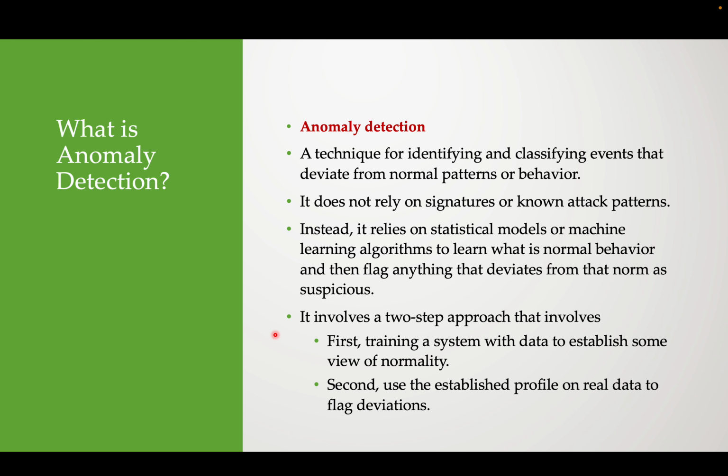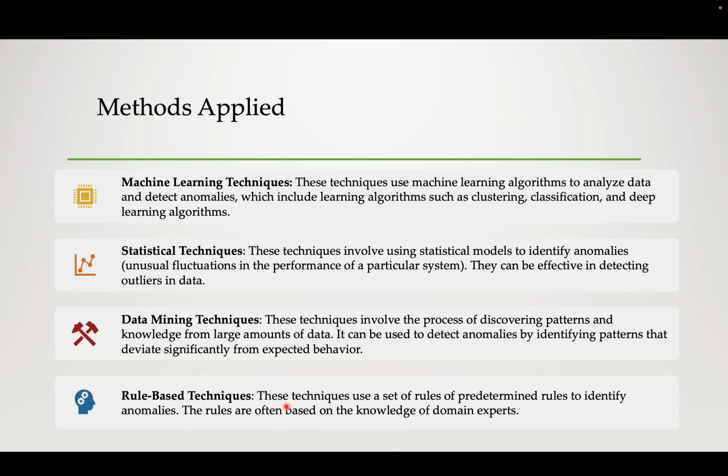Now, there is a two-step approach involved. The first step is to train the system with data to establish a view of normality. Second, use the established profile on real data to flag deviations. So it is effective at detecting new and unknown threats, as it is not limited to identifying only known attacks. It is adaptable to changing network traffic patterns and can be used to detect both insider and outsider threats.